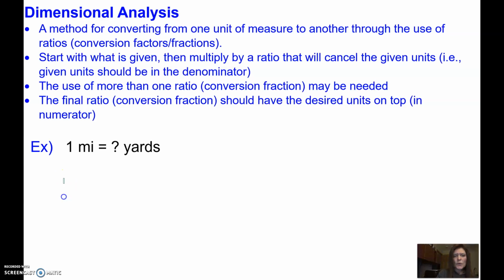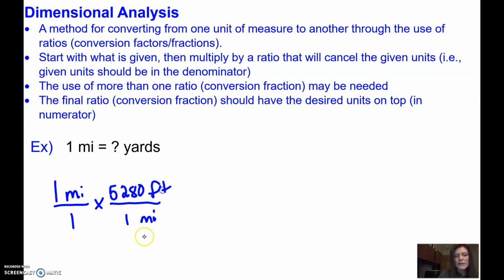So we're going to start with what we know. So I start with 1 mile. And I'm going to put the label there because I want to make sure it cancels. That's my whole goal. And I usually always start it over 1. Okay, so now I'm going to multiply it by one of my ratios, my conversion factors, and I want to get rid of miles. Well, the only conversion factor that I was given back there on that previous page was that 1 mile is equivalent to 5,280 feet.